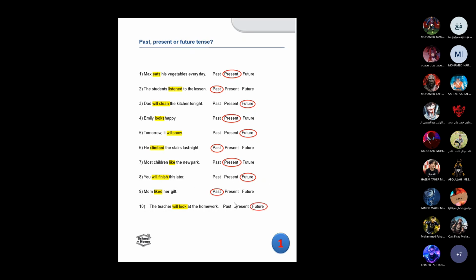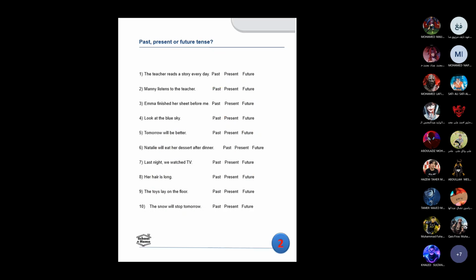Very good, guys. Excellent. So let me send you this sheet. Okay. We have one more extra sheet, guys. This one is without the highlights. So Talal Yusuf, Talal, number 1.